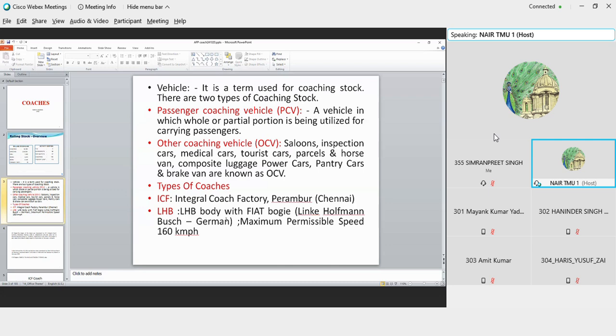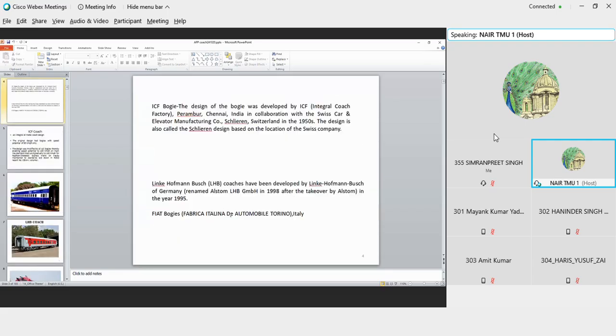And there are two designs. One is the Integral Coach Factory design at Chennai, and second is the LHB or the Linke-Hofmann-Busch, which ultimately became Alstom. So this was the technology which we took in the 1990s, and the ICF technology we took in the 1950s from a company which was located in Schlieren, and we started manufacturing it at Integral Coach Factory, and that is how the acronym ICF got stuck with this design.